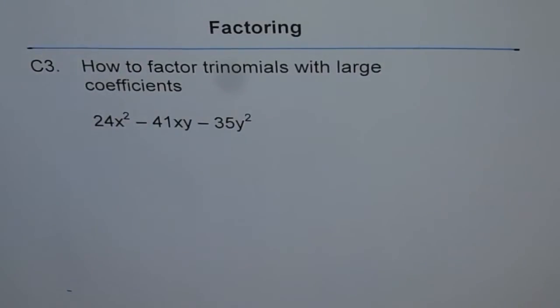Factoring, C3, communication question. C means look through it, see through it. How to factor trinomials with large coefficients? Well, this is a trinomial and so we should do sum and product. And for me, it is product first and sum later.